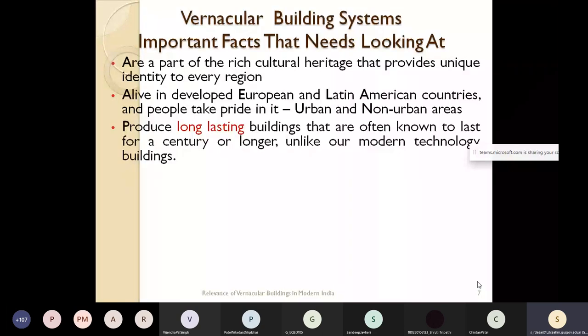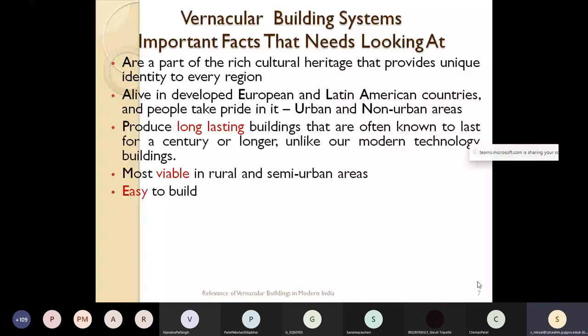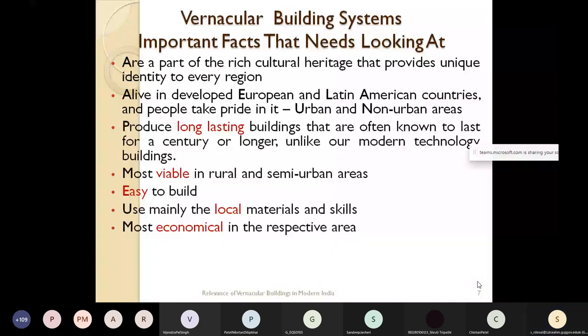And these are most viable in rural and semi-urban areas which are not densely populated. They're easy to build. These are very, very simple technologies, and they're made with local materials. I'll not say locally available, okay? Today, even cement and steel are locally available. So these are local endemic materials, and local skills. And they are most economical in the respective areas, and as a result, they're accessible to the local population. Even the poorest person would have access to these kinds of buildings.